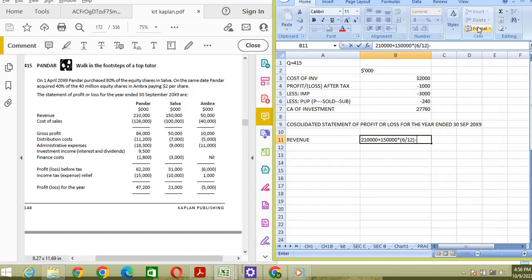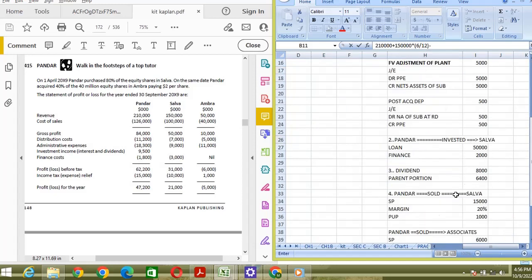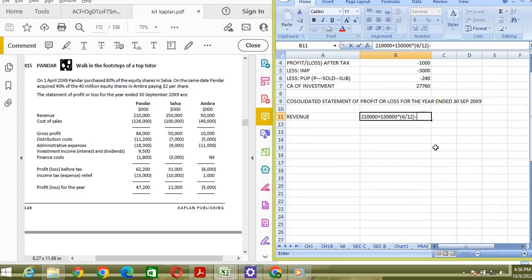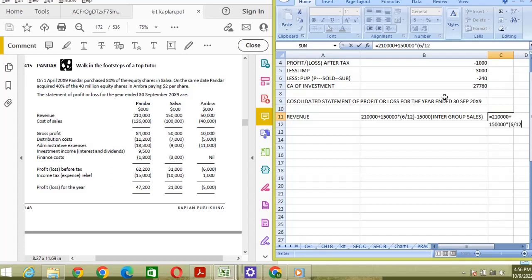Then we will deduct the intra-group transaction. Here we can look in the additional point. Parent sold to subsidiary some goods, the selling price is 15,000. So we will deduct this from the revenue. So here we will deduct 15,000. I will make an indication so that you won't get confused: intra-group sales. So now just calculate 211,234 plus 150,000 into 6 divided by 12 minus 15,000.